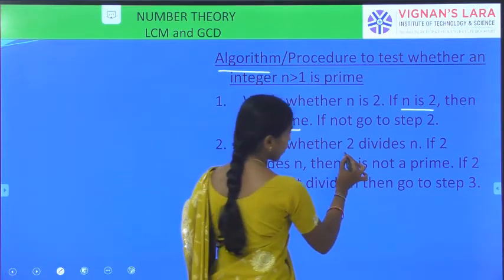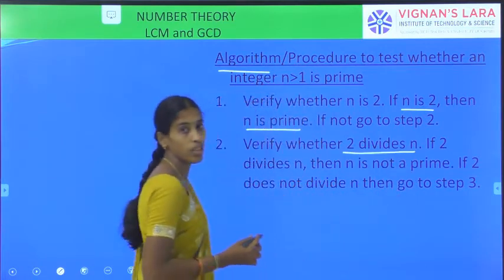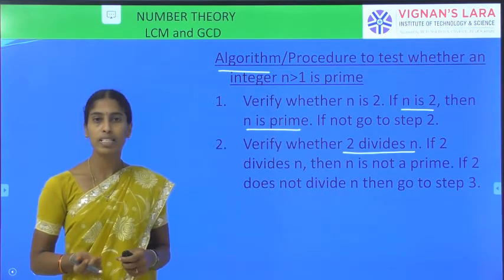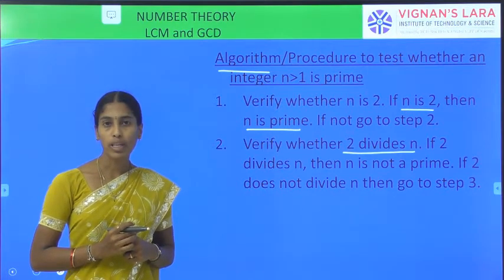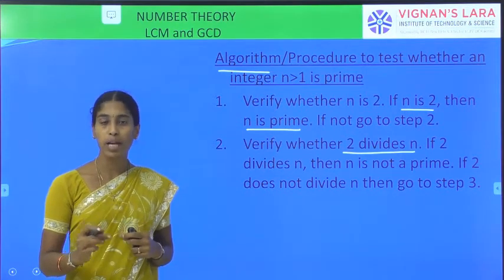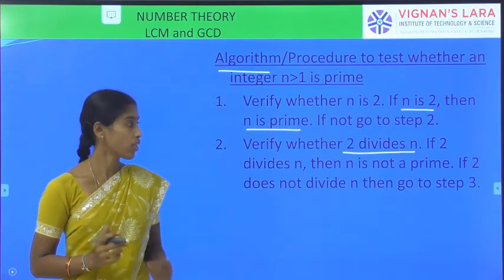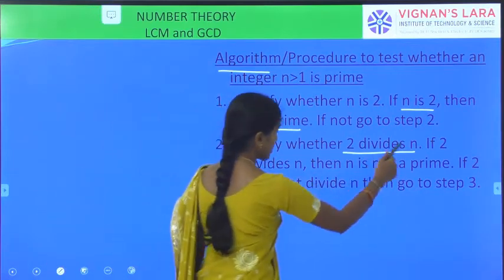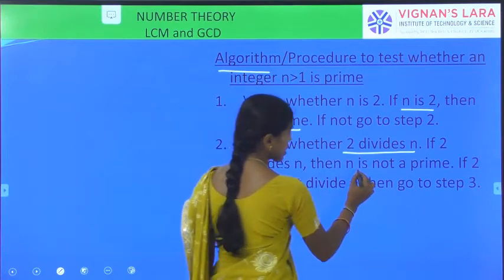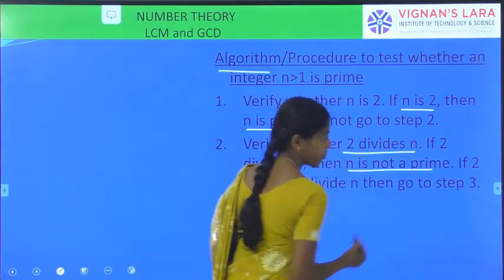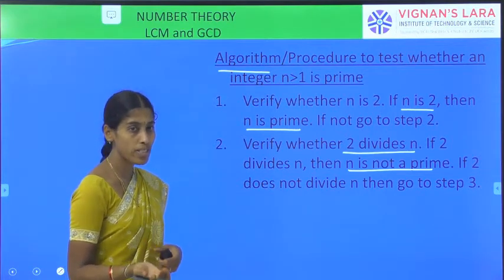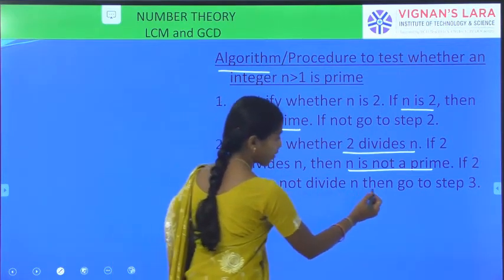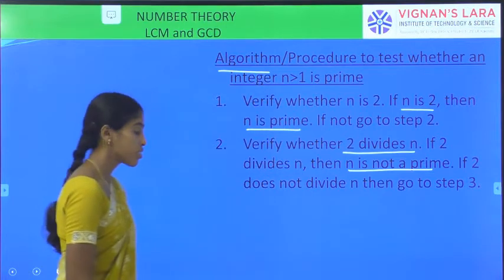What is the next step? Verify whether 2 divides n. If 2 divides n, it means n is an even number, and the only even integer which is prime is 2. So if 2 divides n, then n is not a prime number. If 2 does not divide n, then go to step 3.